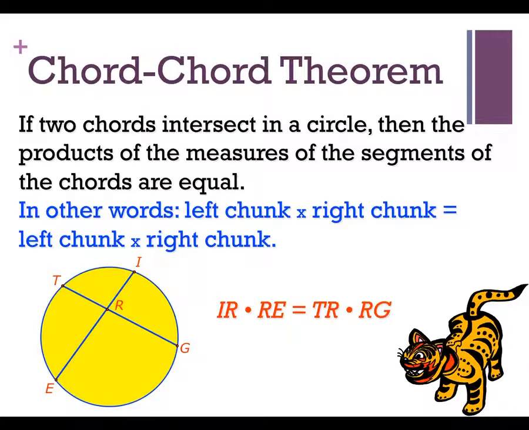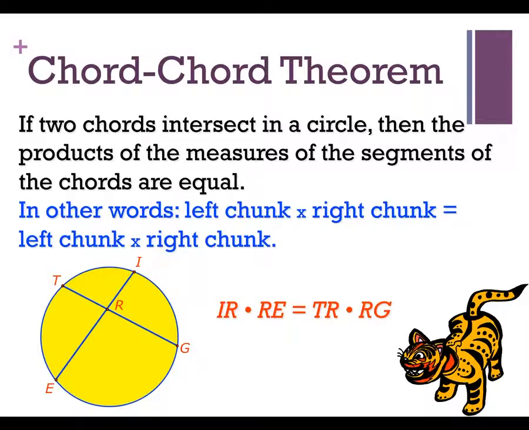Yes, sir? Does it matter which two sets of chunks you start with? I'm not sure I understand what you're saying. Does it matter if you start with IR and RE instead of TR and RG? Oh, no. Does it matter which? No. A times B equals B times A. Alright. So you could do RE times IR equals TR times RG.